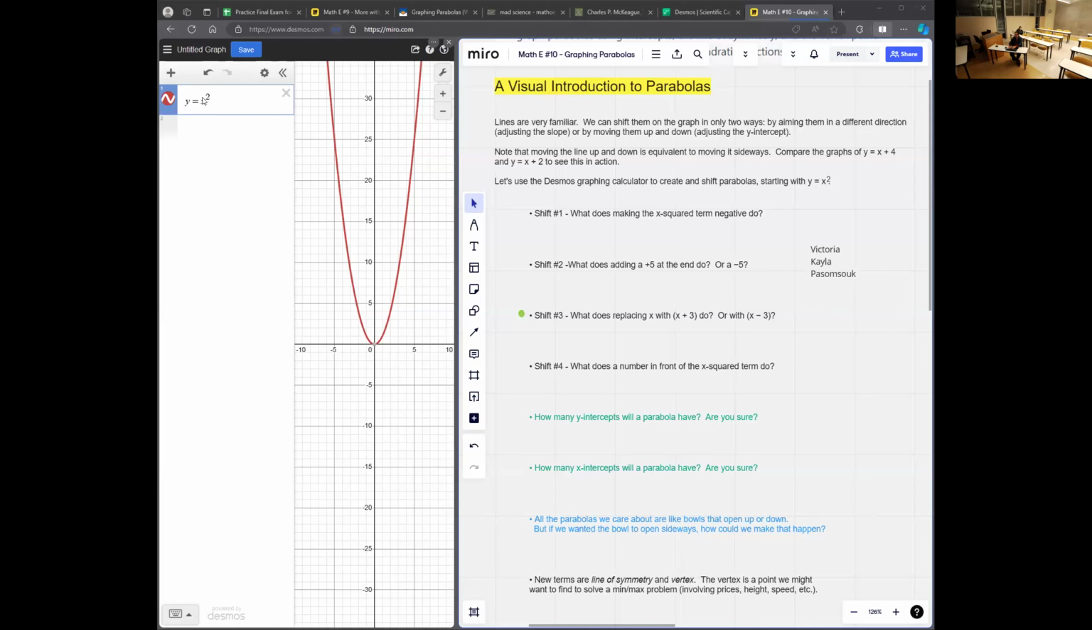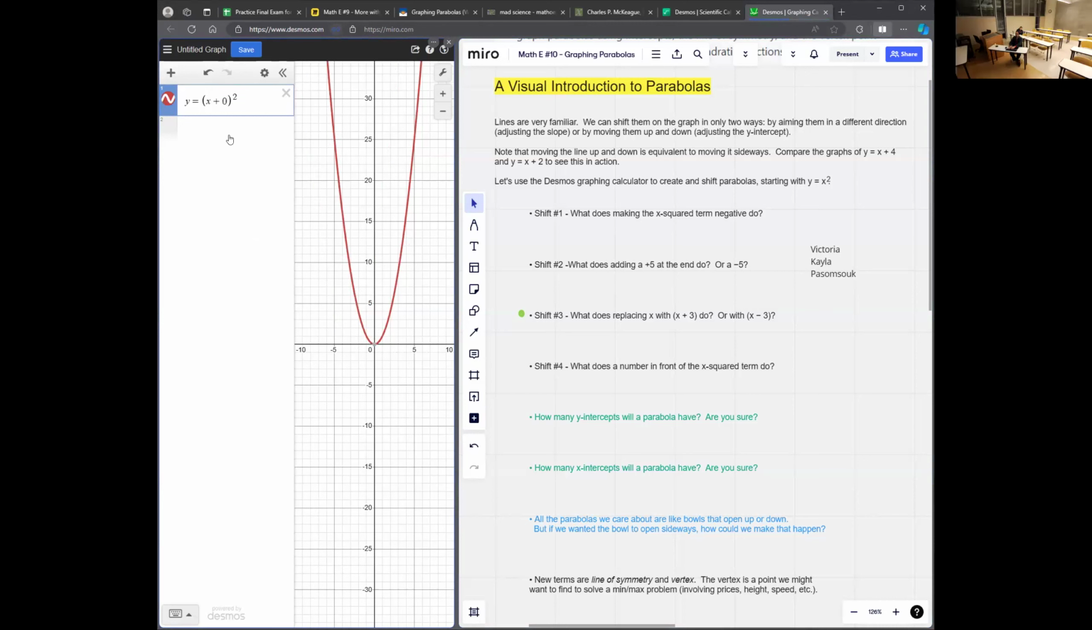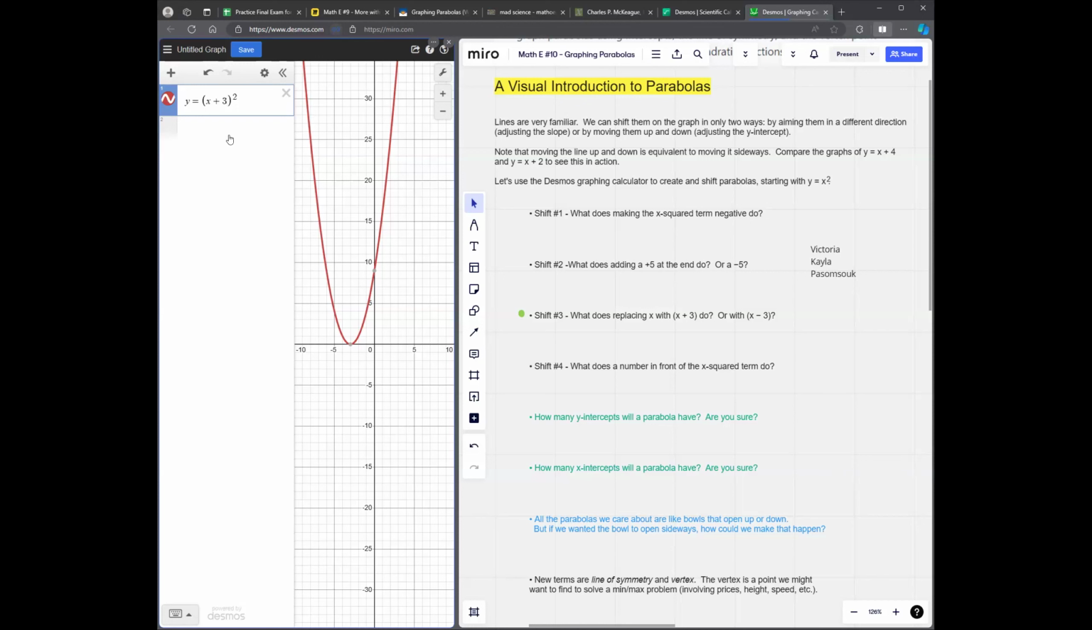Okay, so we took the x and where the x was, we will put x plus 3. And what happened to my shape? Sorry, what was the question? What happened to the shape when I changed it from a plain x to an x plus 3? Oh, it moved to the negatives. Yeah, it slid sideways, right?